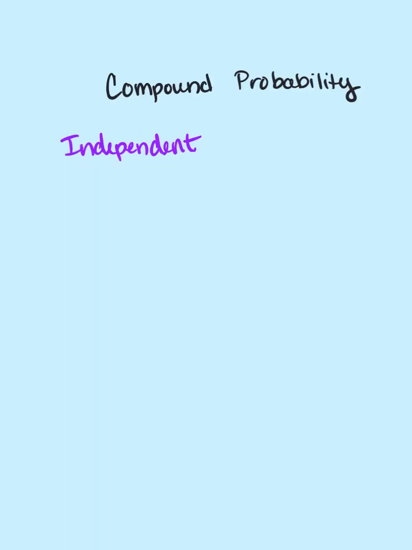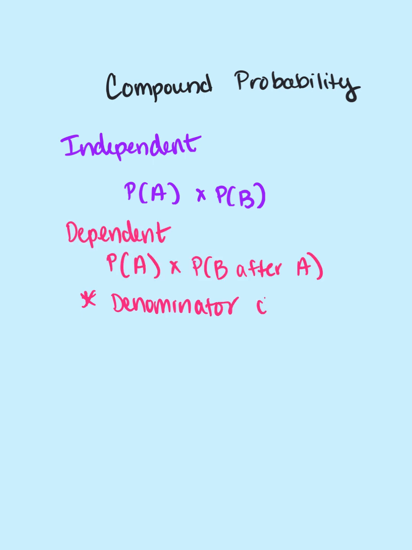So as a recap, there's 2 types of compound probability. We have the independent events, which is probability of A times the probability of B. Then we have dependent events, which is the probability of A times the probability of B after A happens. This is where your denominator changes on the second event. I hope this explains compound probability, independent and dependent events.